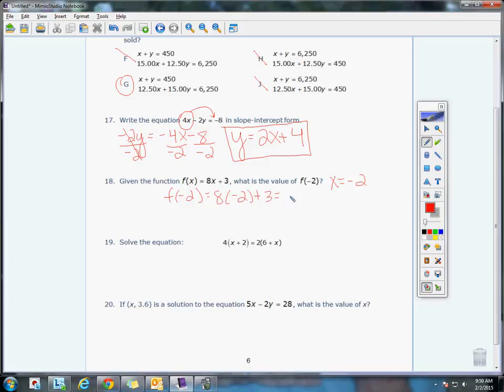You can type that in the calculator if you want to. You can do it in your head if you want to. So we have 8 times negative 2 is negative 16. Negative 16 plus 3 gives you negative 13.